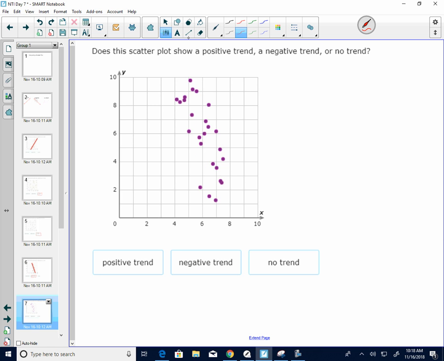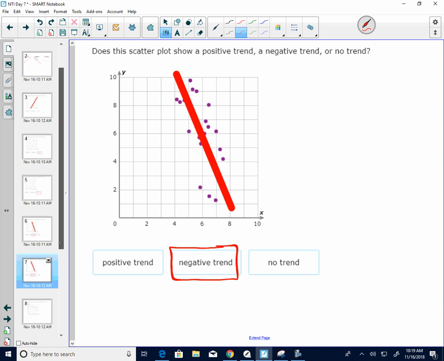If I look at this group of dots and I try to draw a line, if I go that way, they're all spaced out on the line. But if I draw it this way, I can hit a lot of the plots, and a bunch of them are still really close. So this scatter plot would be said to have a negative trend because it's gradually going down, or decreasing left to right.